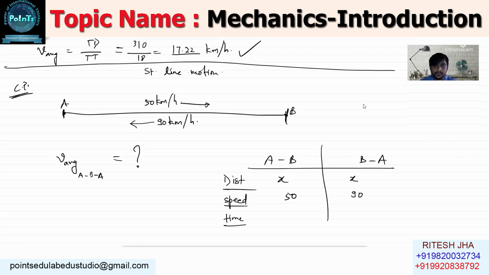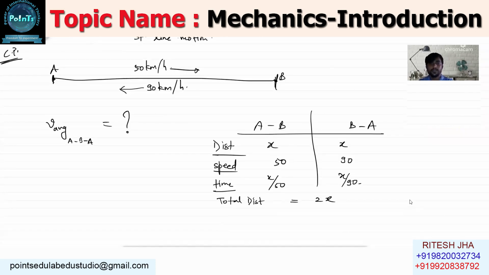Over here, the time is x over 50, and this will be x over 90. So what is the total distance? Total distance will be equal to 2x. And what is the total time taken? X over 50 plus x over 90. So this is the total time taken.